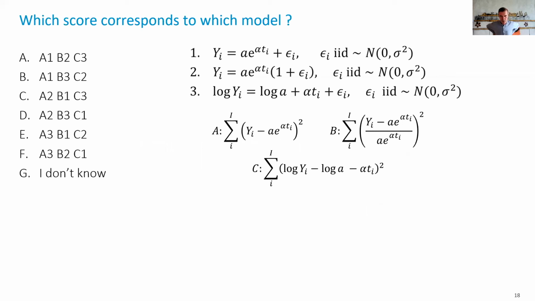So we have seen 3 models. We have seen a theory of how to compute scores for fitting the model. Which score corresponds to which of these models?